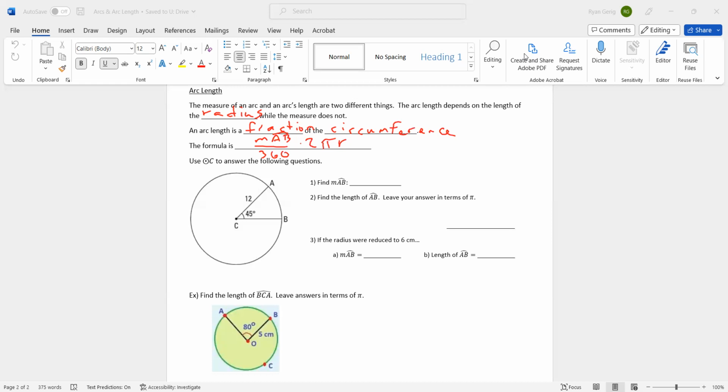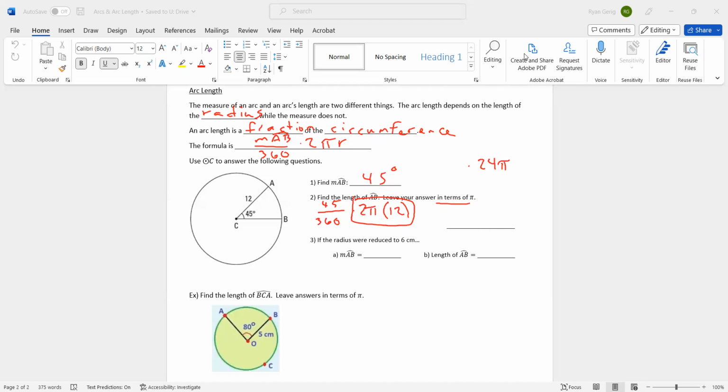So we're going to do a couple examples here. Find the measure of arc AB. That should be pretty easy. The central angle is 45 degrees, so the measure of the arc is also 45 degrees. Find the length of AB. So the length now, we're talking 45 degrees out of the 360 total in a circle. But then we got to multiply it by 2 pi r. And the radius here is 12. Now it says leave your answer in terms of pi. I'll talk about that in a little bit. So the full circumference here, if I would go all the way around this circle, that would be 24 pi.